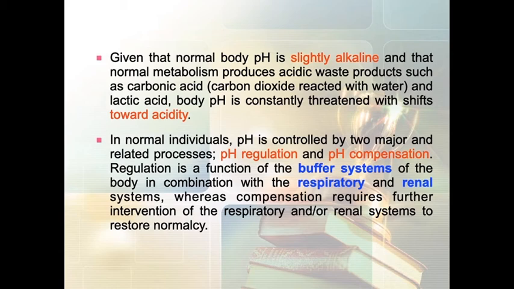In normal individuals, pH is controlled by two major and related processes, pH regulation and pH compensation. Regulation is a function of the buffering system of the body in combination with the respiratory and renal systems. These are the two key systems that contribute a lot to the balance of acid and bases. Whereas compensation requires further intervention of the respiratory and or renal system to restore normalcy.